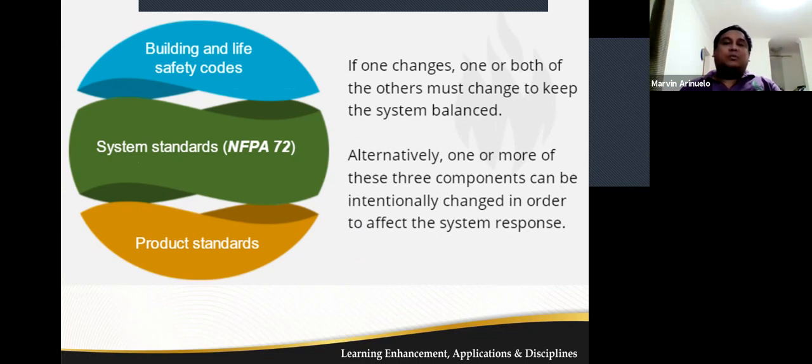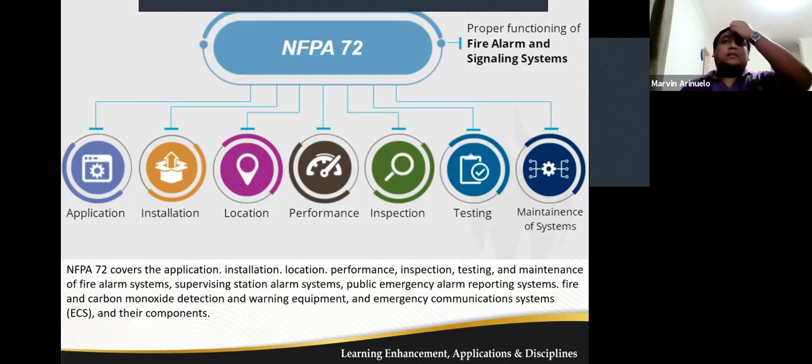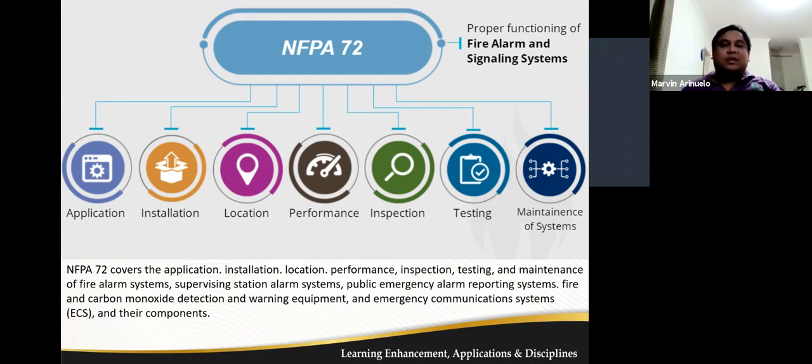Alternatively, one or more of these components can be intentionally changed to affect the system response. And note that it is important to understand and account for the planning, design, installation, testing, until the use during the operation and maintenance of that particular equipment or device. And NFPA 72, your system standard, covers the following: application, installation, location, performance, inspection, testing, and again, during the building post-occupancy, the operational maintenance of the system.